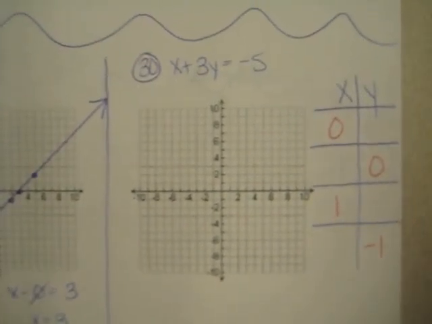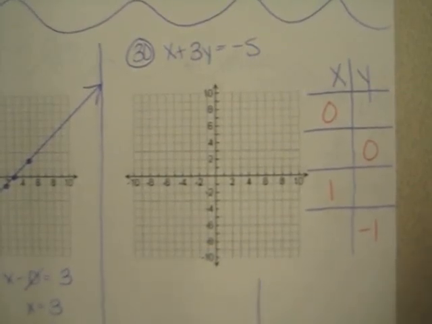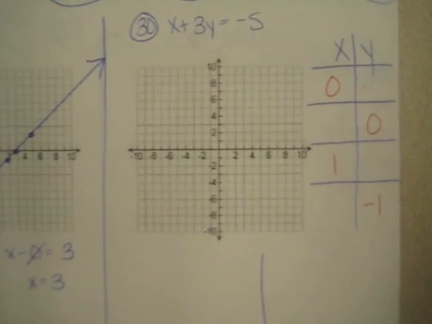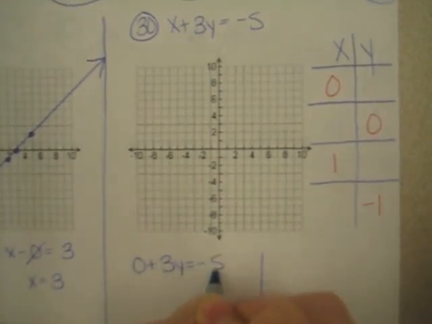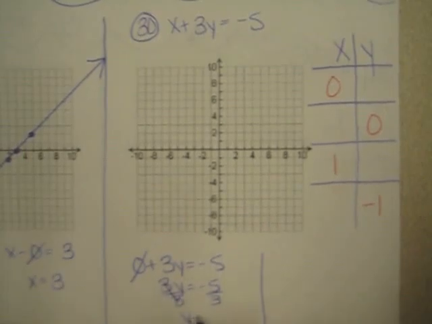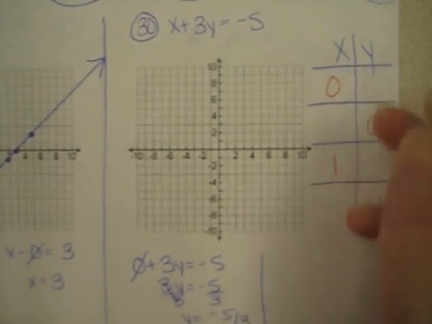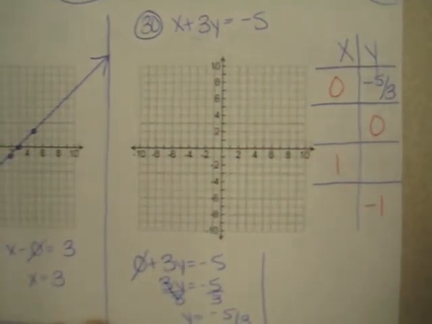Let's move on to number 30. Our equation now is x plus 3y equals negative 5. I'm going to do the same thing. Here's my xy table, the numbers I'm starting out with. First I plug in x equals 0. This drops. 3y equals negative 5. Divide by 3. I get y equals negative 5/3. Don't worry that you get a fraction. Don't worry about it right now. I'll tell you what we're going to do with that.